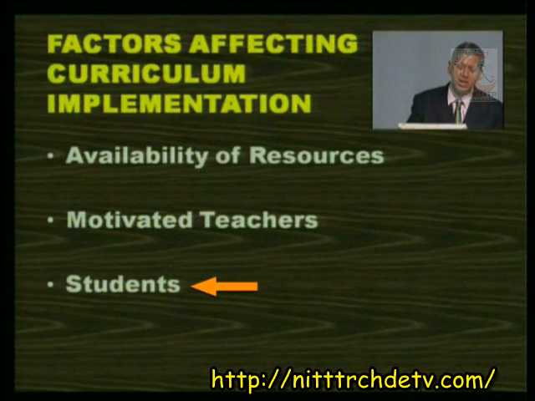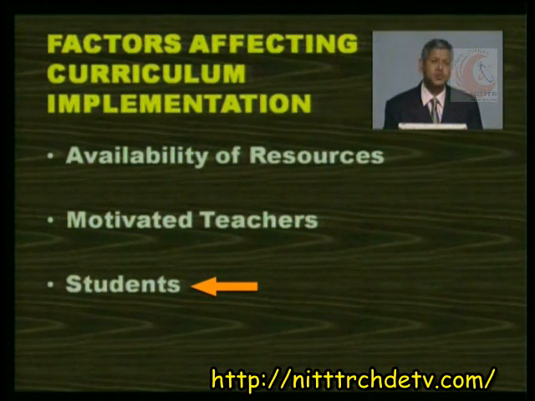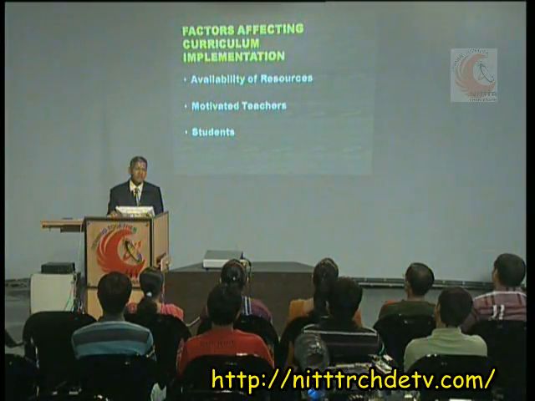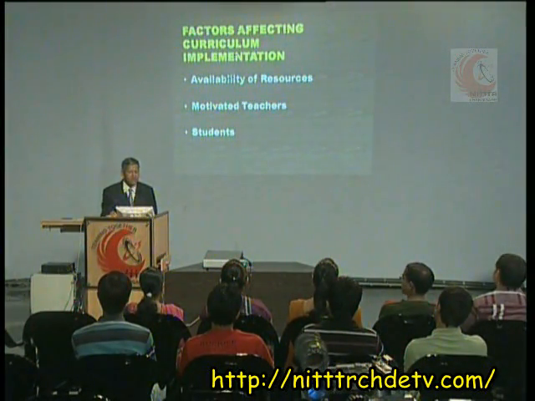The other aspect is the students, the level of the students. If the level of the student, the ability to comprehend things, the ability to assimilate things, the ability to gain new knowledge, if that is missing, then the quality of curriculum implementation will be affected. Sometimes you can also see that the level of the students is a major factor that influences the type of learning experiences that have to be provided by the teachers. So, the level of the students is an important factor in implementing the curriculum.